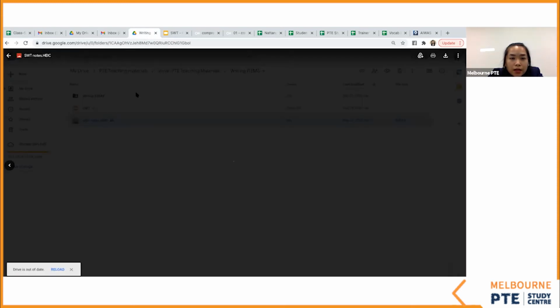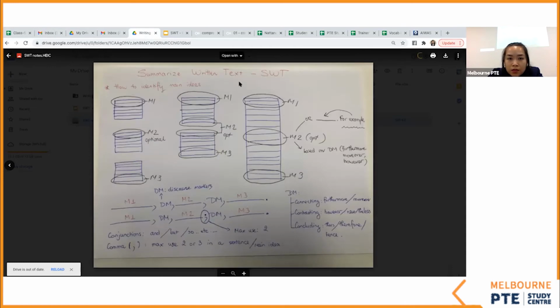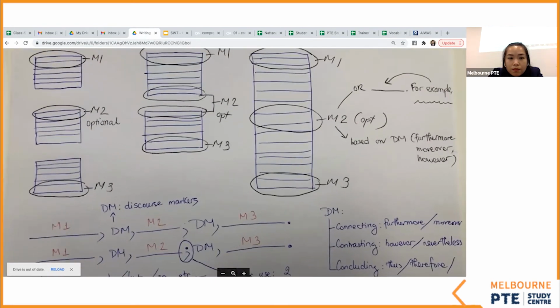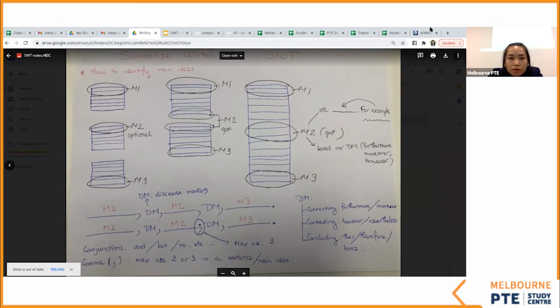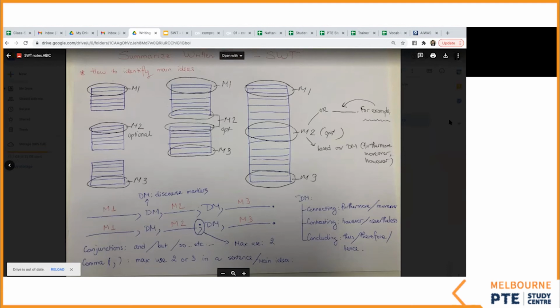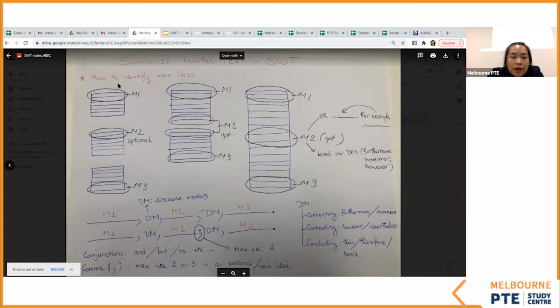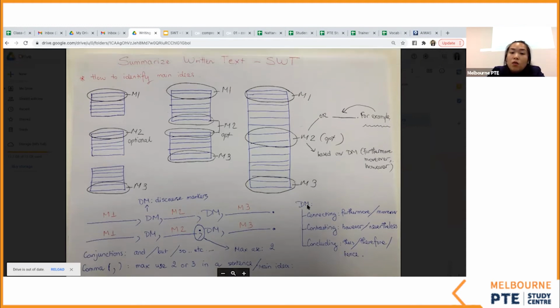So these are the notes that I need you to take a screenshot of as well. Just take a screenshot and then I'll explain to you. Hold on, let me zoom in. Okay, so basically this one is just a summary of how to find out the main idea based on different paragraph structure and how to put them all together in one sentence.